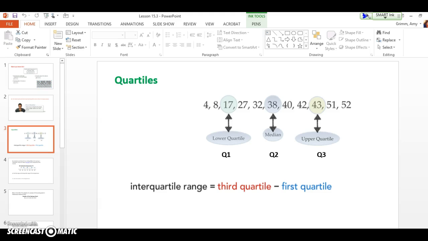Okay, what is the prefix of quartiles? Quart, okay? And that's just like quarters. How many quarters are in a dollar? 4. It is separating this data into 4 groups, which is why it's called quartiles.